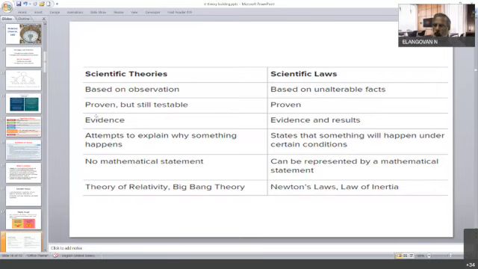Scientific theories are proven. We have evidence for it, but still it has to be tested in different places or different contexts. The scientific laws are ultimately proven. So evidence is there, and results are also there. A theory attempts to explain why something happens. A law states that something will happen under certain conditions. So the condition is important. That is the boundary of it.